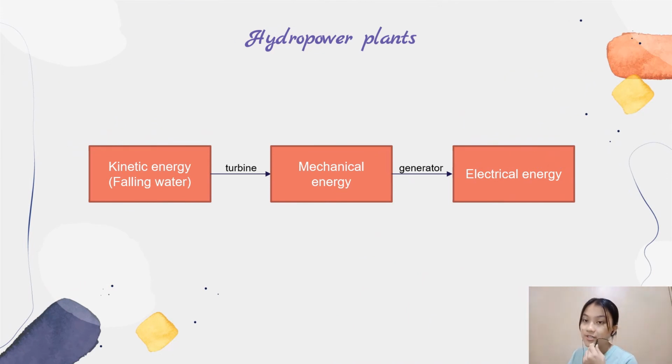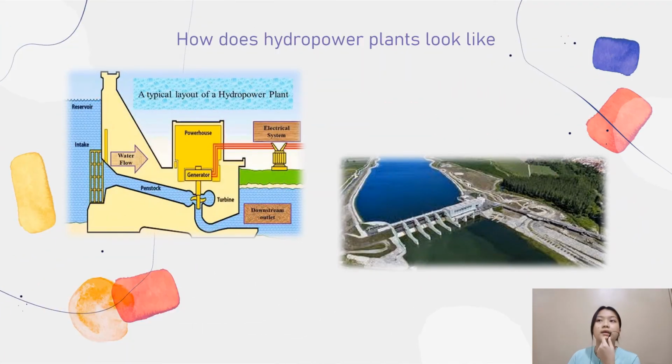Some of the applications are in hydropower plants, where the kinetic energy of falling water is transformed into mechanical energy by the turbine. Then the generator converts the mechanical energy into electrical energy. And this is what a hydropower plant looks like.